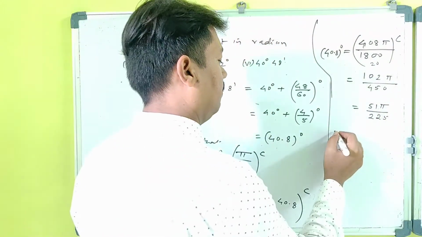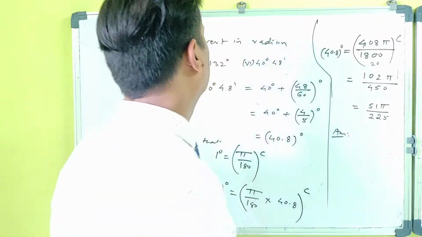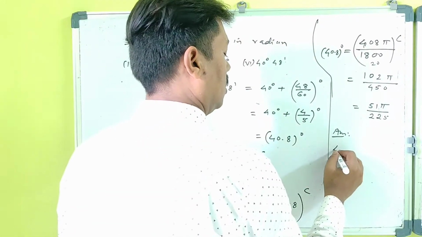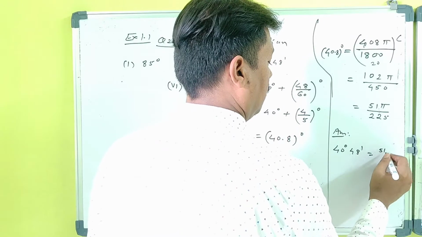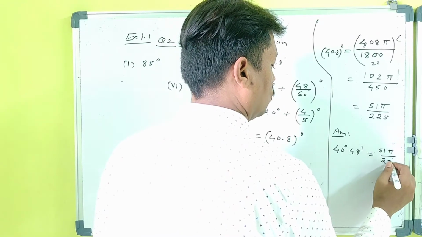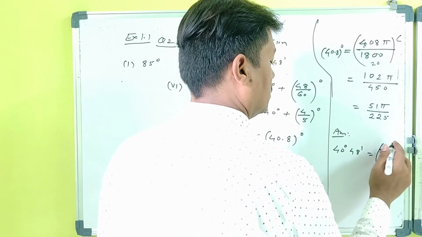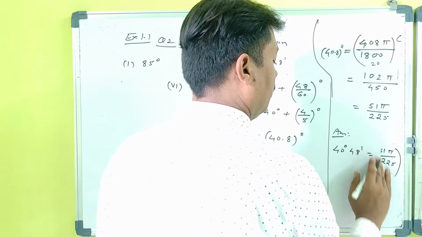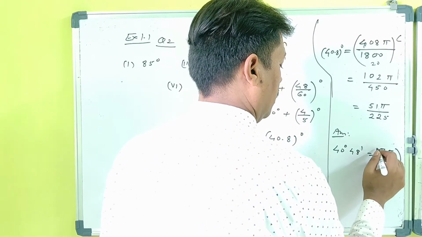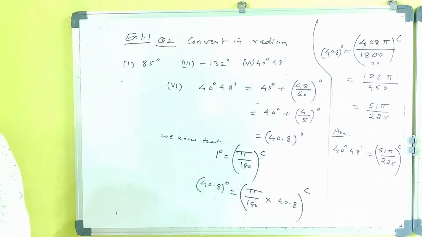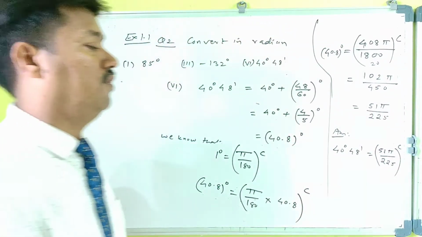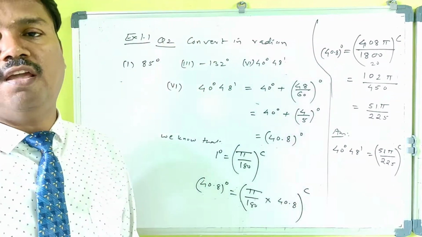So final answer आपका आएगा. अपना answer क्या आएगा? Therefore its answer is 40 degree and 48 minutes, 51 pi upon 225. It is a radian value of this. So 40 degree, 48 minutes is how much? 51 pi upon 225 radian.